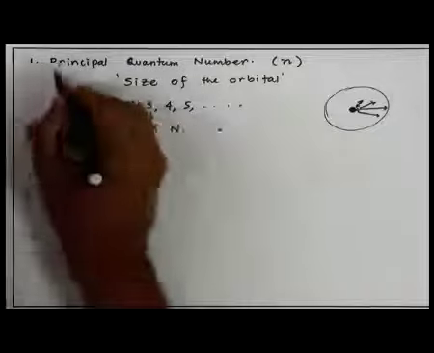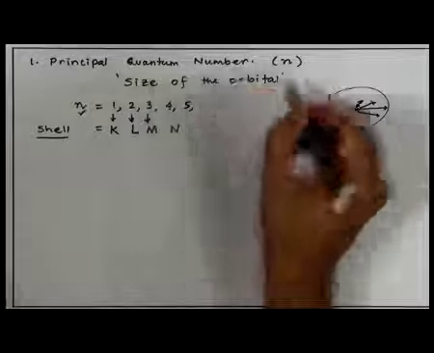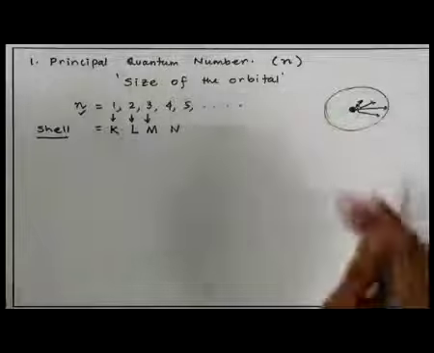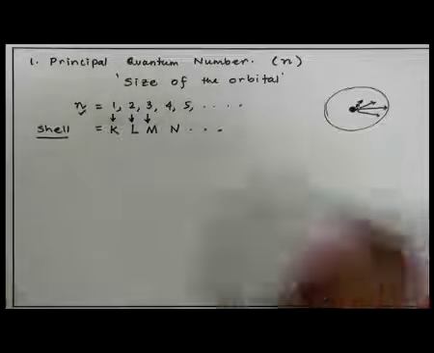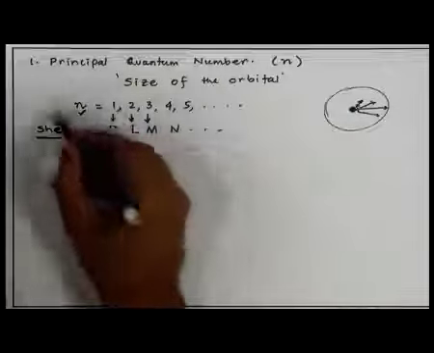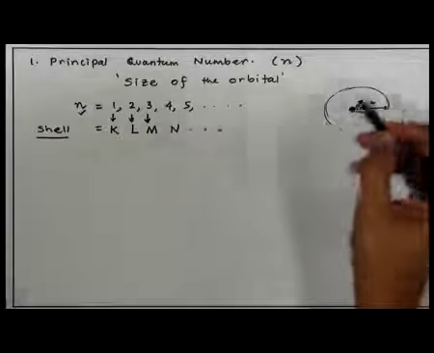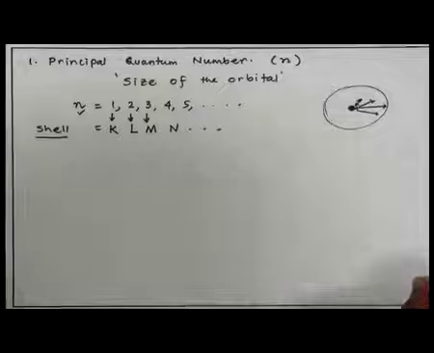So, this is about the principal quantum number n, which talks about the size of the orbital, which also translates to the energy of the orbital, and it tells us that if the principal quantum number n is large, the electron is found farther from the nucleus.